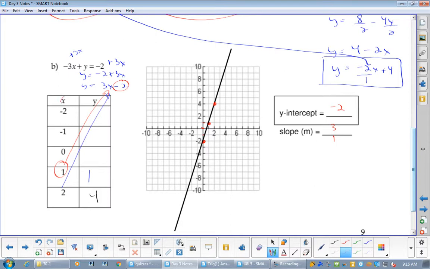So you've been given points, but you don't have to always. Now those are nice points, right? We don't want to pick decimals, and we don't want to pick fractions, and we don't want to pick negative 1,000, right? You're just making it difficult for yourself. Okay.